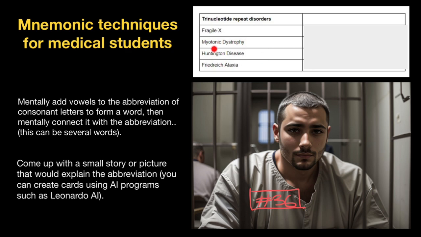And Huntington disease, again, you have to recall a man sitting in a cage. He has a number on his robe, which is 36. So he's 36 years old, and that means that this genetic disorder is caused by the repetition of the trinucleotide CAG over 36 times. So as you see, this mnemonic technique is very simple, but nevertheless a very powerful technique.